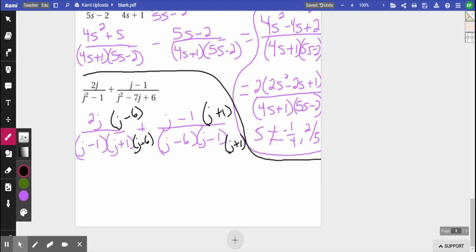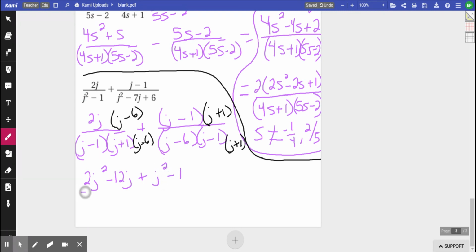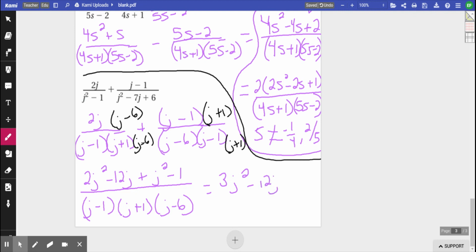All right, so for my numerator, then on the first fraction, I get 2j squared minus 12j. I'm adding here, so I'm just going to go ahead and bring on to that. I have to FOIL. Be careful here, make sure that you FOIL and you get j squared minus 1. My denominator is all 3 of these factors here. And j minus 6. All right. Let's see. I know we can combine a little bit. I got a 3j squared minus 2j minus 1.